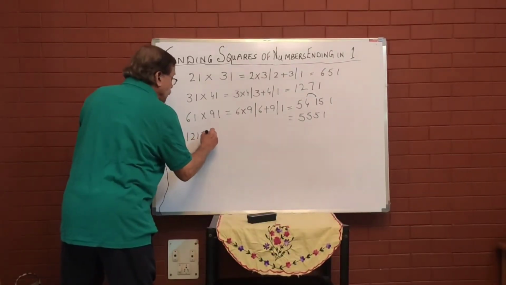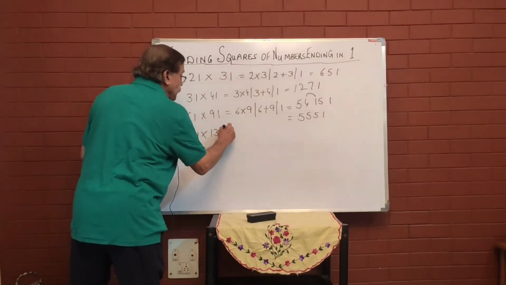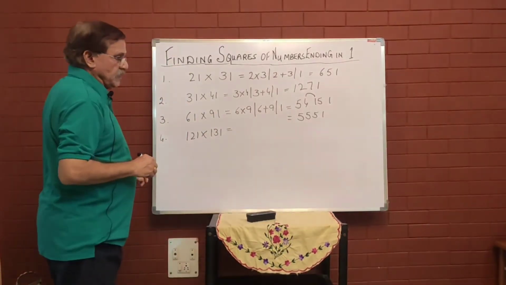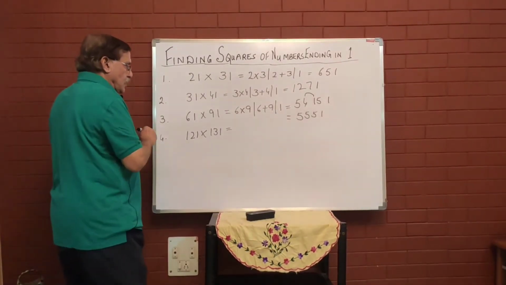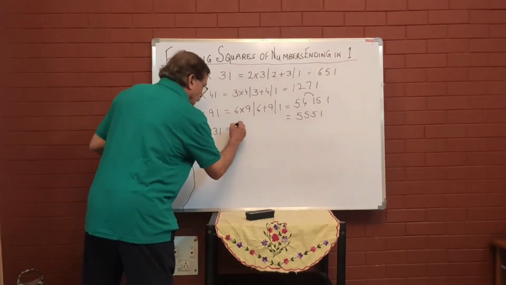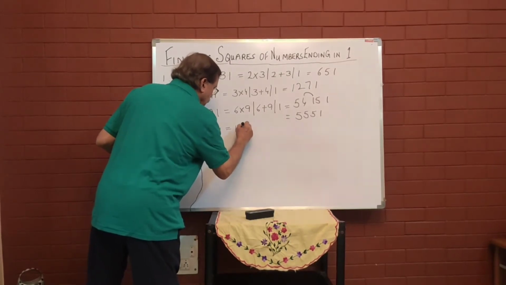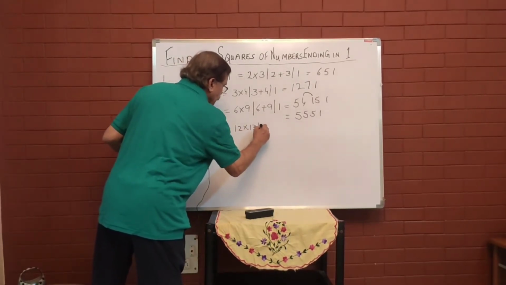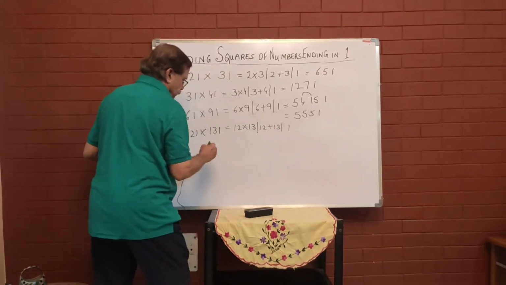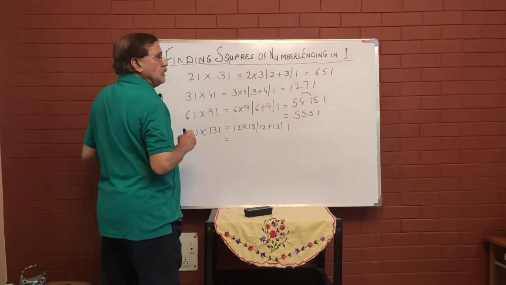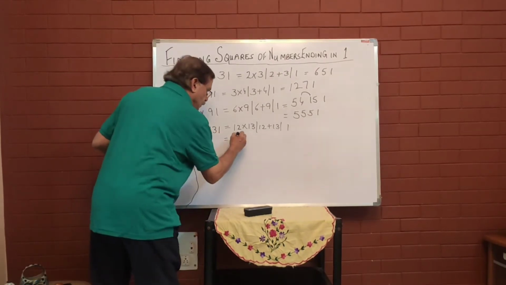Let us take now a bigger question, a 3-digit question. That is 121 multiplied by 131. The concept is the same, the technique is the same, you just have to see the calculations. And the calculations are 12 multiplied by 13, 12 plus 13 and 1. And how much do we get? 12 13s if you multiply it, you will get 156.